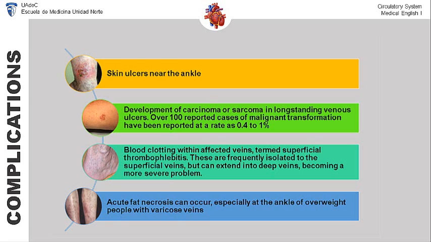Number 3, blood clotting within affected veins, termed superficial thrombophlebitis. These are frequently isolated to the superficial veins, but can extend into deep veins, becoming a more severe problem. And number 4, acute fat necrosis can occur, especially at the ankle of overweight people with varicose veins.